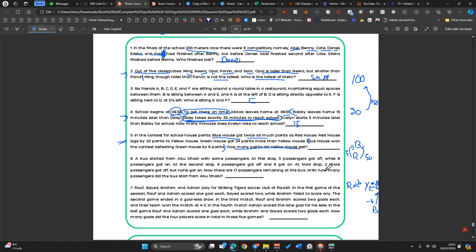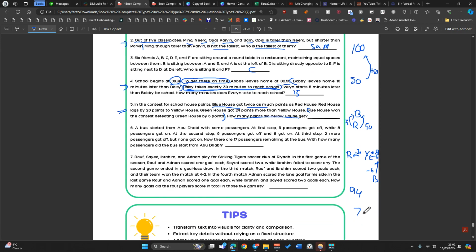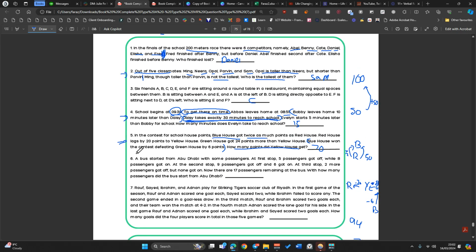From here it's pretty simple actually, because now we know what blue is. All we have to do is count backwards until we get to yellow. So green is 6 less than blue, which gives you 94, and then 24 less than that is 70. So meaning yellow is on 70 points. But yeah, hopefully that makes sense, and that's why it's really important to draw these sort of diagrams to help you out. But let's carry on to question 6.